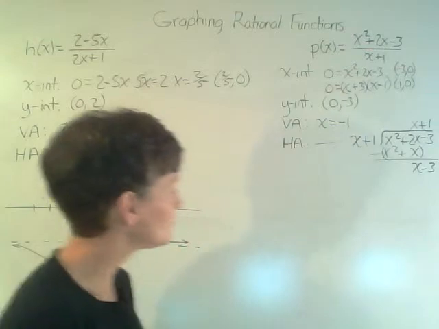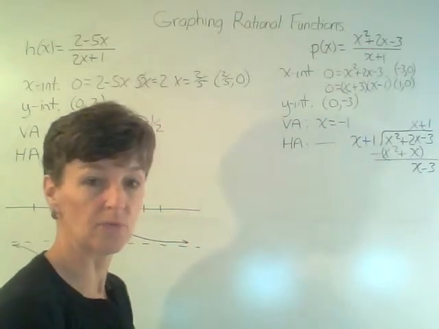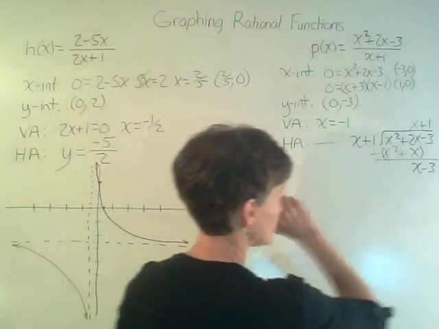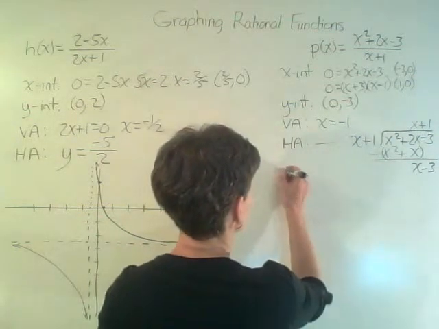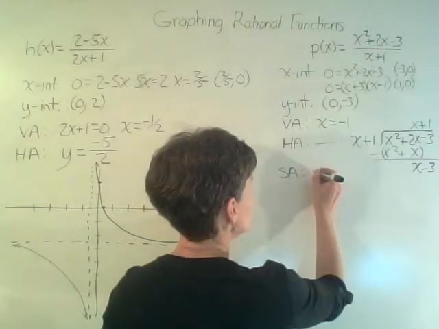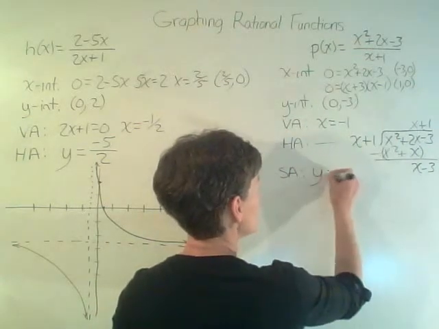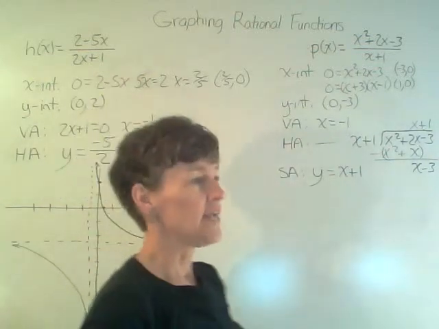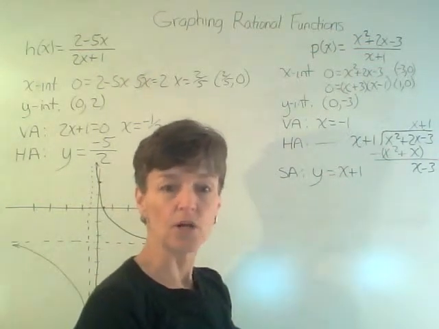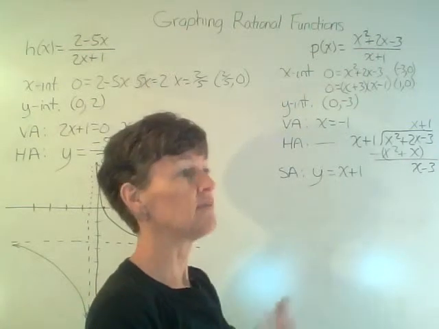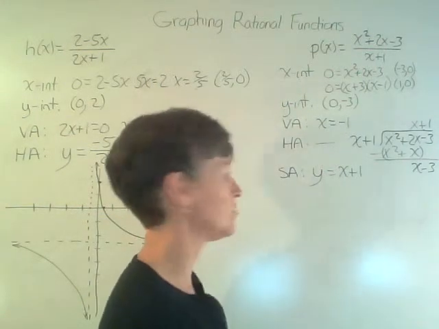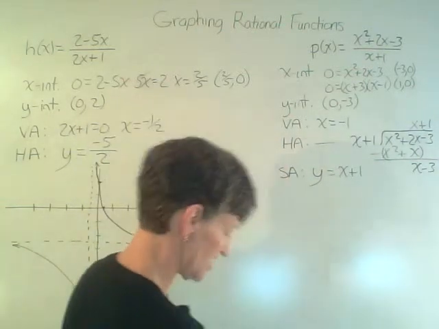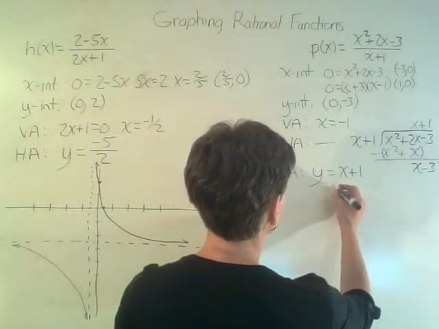All right, so we don't care about finishing out the problem. We don't care about the remainder. What we do care about is the quotient. So I have a slant asymptote, and the equation is y equals x plus 1. Now, if the degree of the numerator and the degree of the denominator differ by more than 1, then you could have a parabolic asymptote, or you could have a cubic asymptote. But here we're just having a slant asymptote, and that's all we're going to discuss.